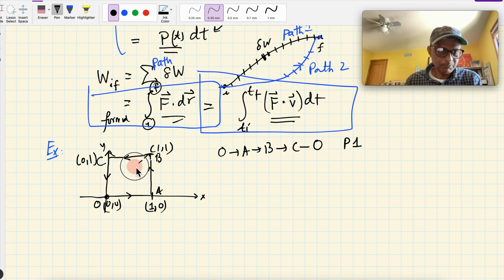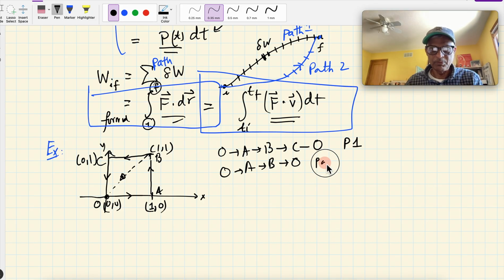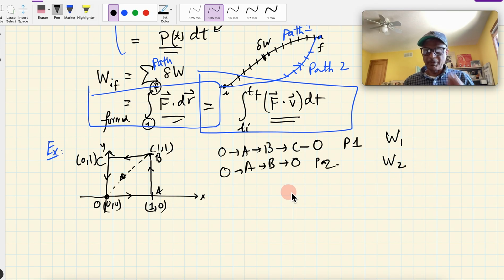And say instead I go to B, but I come back this way: O to A to B to O. I'm going to call that path 2. So this is going to be work 1 and this is work 2. And after I give you the force, I'm going to compute this and show you how the computation goes.